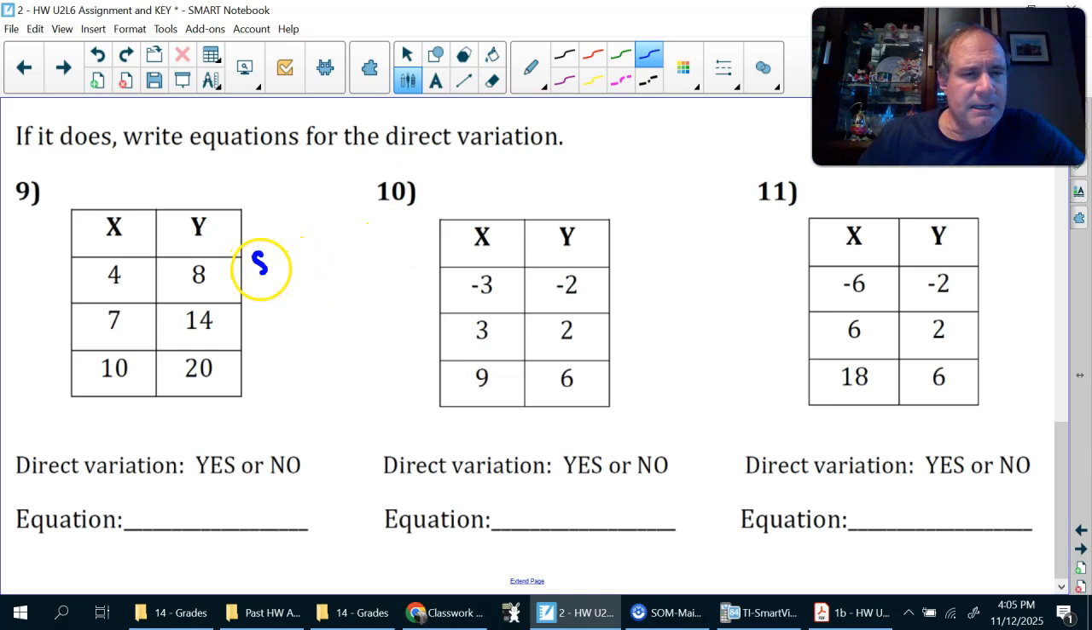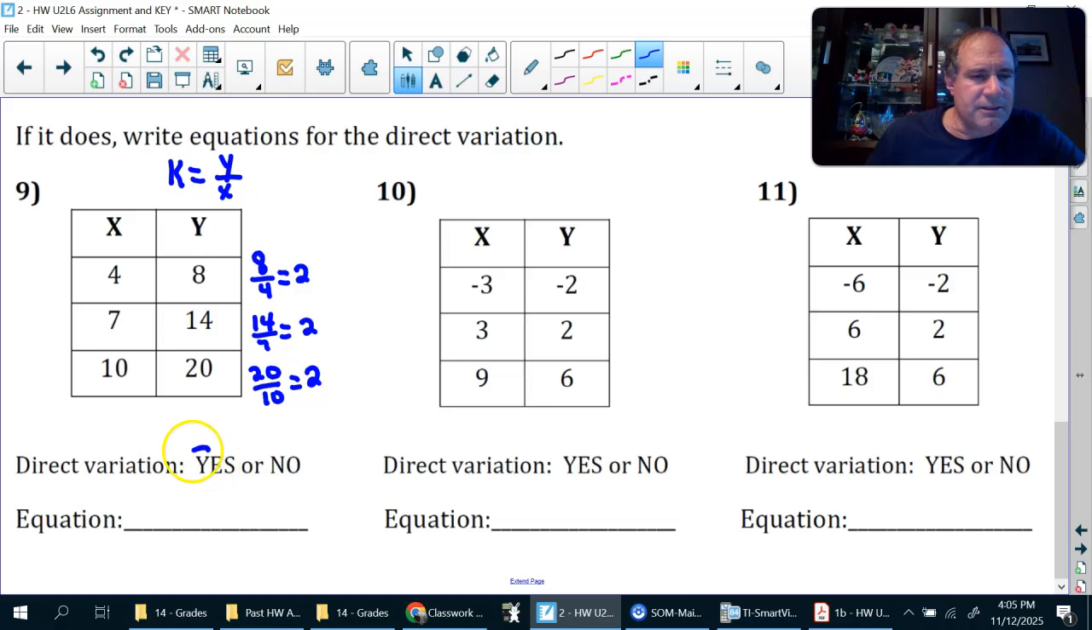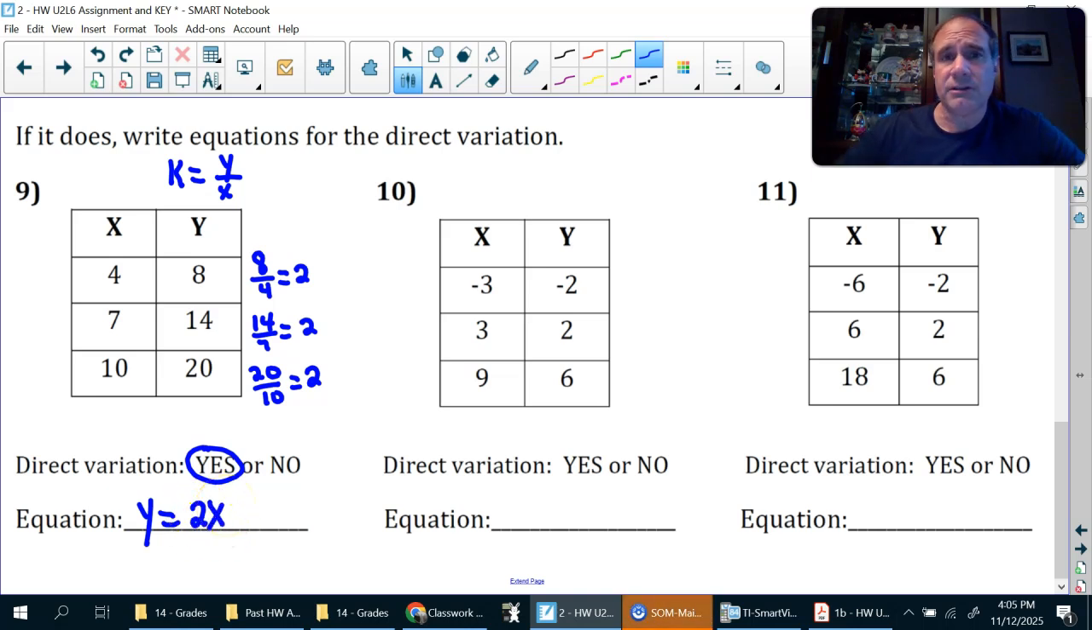So this one here is 8 divided by 4. 8 divided by 4 is 2. We're dividing, remember, the k equals y divided by x. 14 divided by 7 is 2. And then 20 divided by 10 is 2. So yes, this is a direct variation. The equation is y equals 2x, and it's just 2x because the equation has a y-intercept of 0.